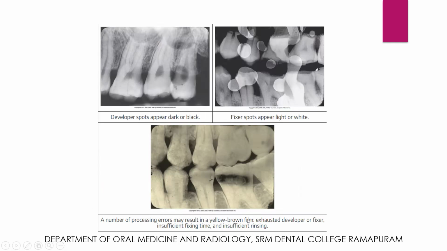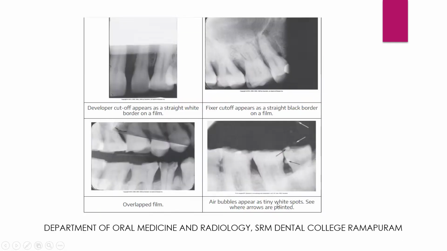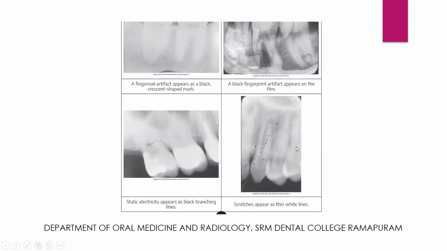And here we have a yellow-brown film due to an exhausted developer or fixer. When the developer is cut off, it appears as a straight white border on the film. A fixer cut off appears as a straight black border on the film. And this is an overlap film due to improper horizontal angulation. And then we have air bubbles that appear as tiny white spots, depicted by these arrows.